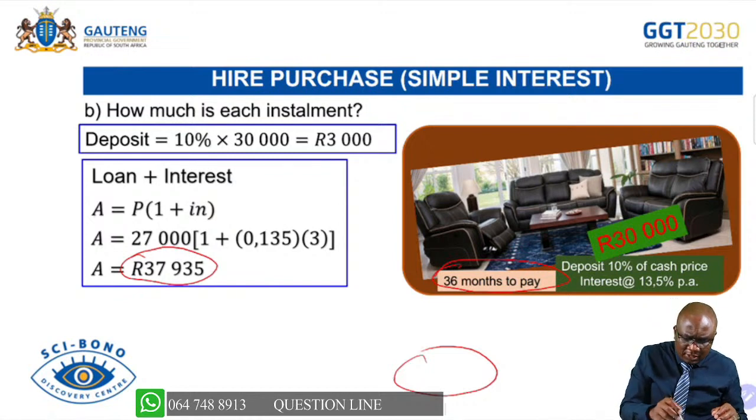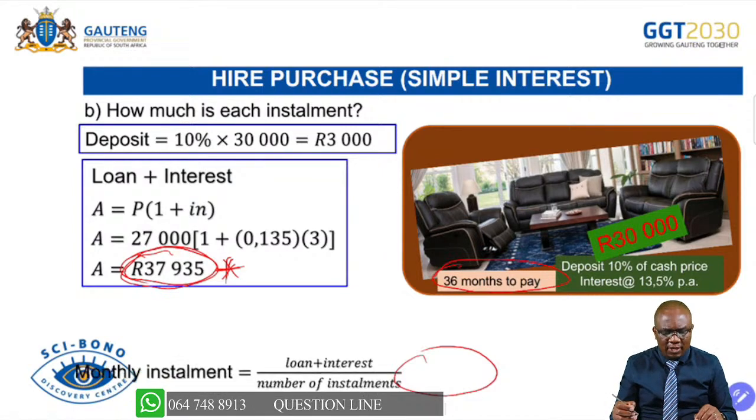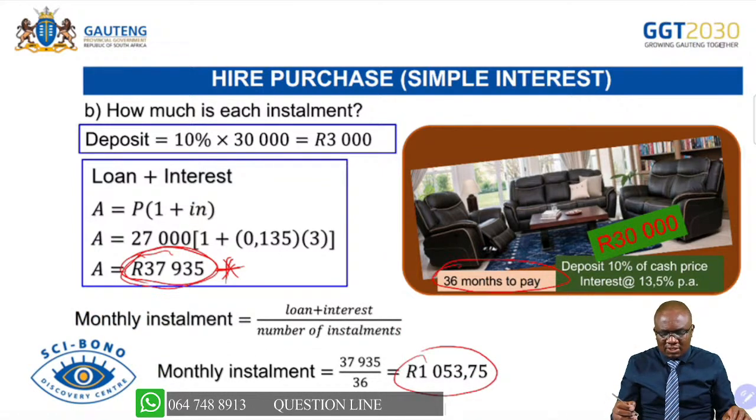So now, this is the amount, the loan amount plus interest. So we divide this amount by 36. And then what do you get? 1,053 rand and 75 cents. All right, remember that.